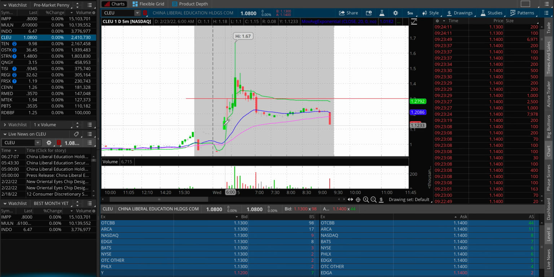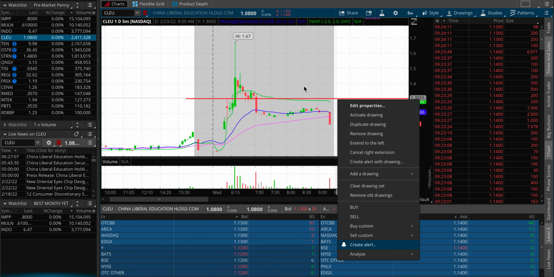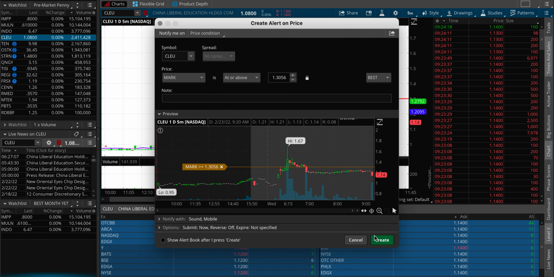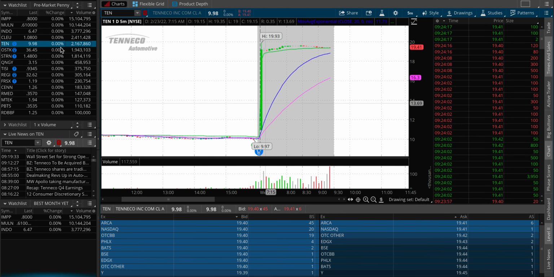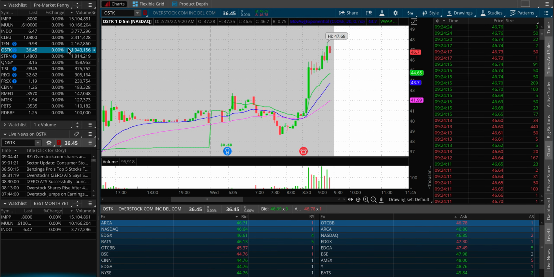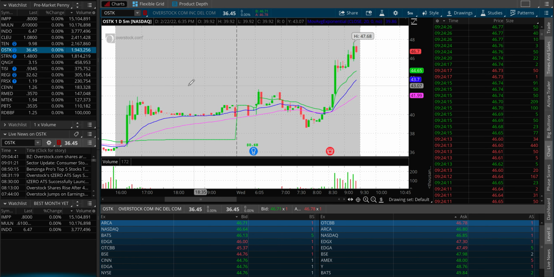Then we have CLEU. Nothing to see here in these levels. If it breaks above this level of 1.3, it would get interesting because then it has a lot of room to high of day. But I wouldn't be interested before that. Then this one, you guys know I ignore these charts. OSTK, this one we traded a little bit this morning pre-market.